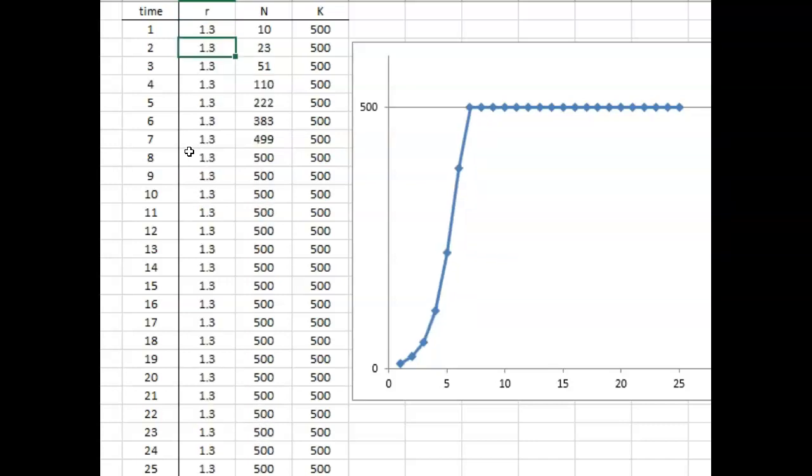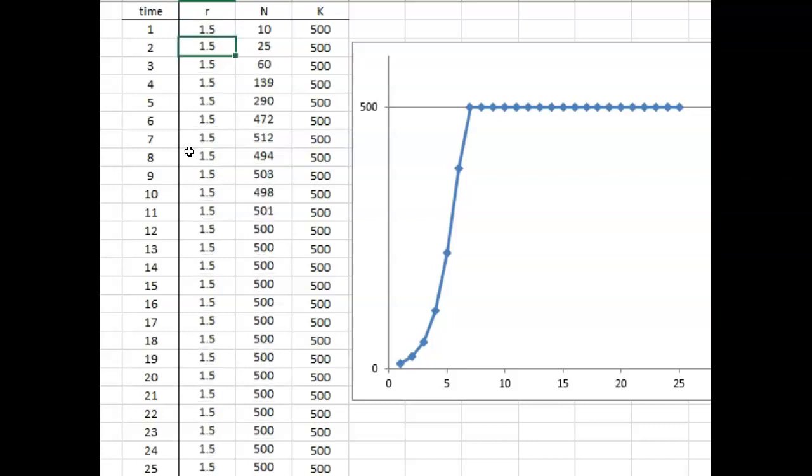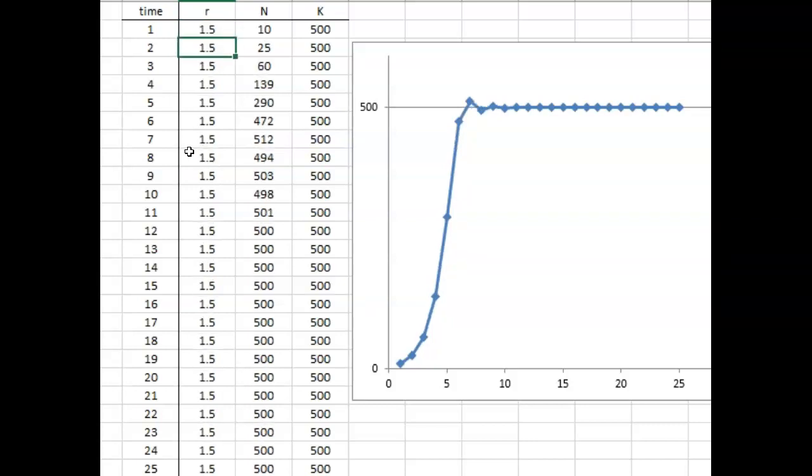If we go to 1.5, oh, look at what's happened here. So something interesting. Our population has been growing quite rapidly, and then we get up here and the population has actually gone past the carrying capacity. So this is an important point. It is possible for the logistic growth model for a population to go past the carrying capacity.